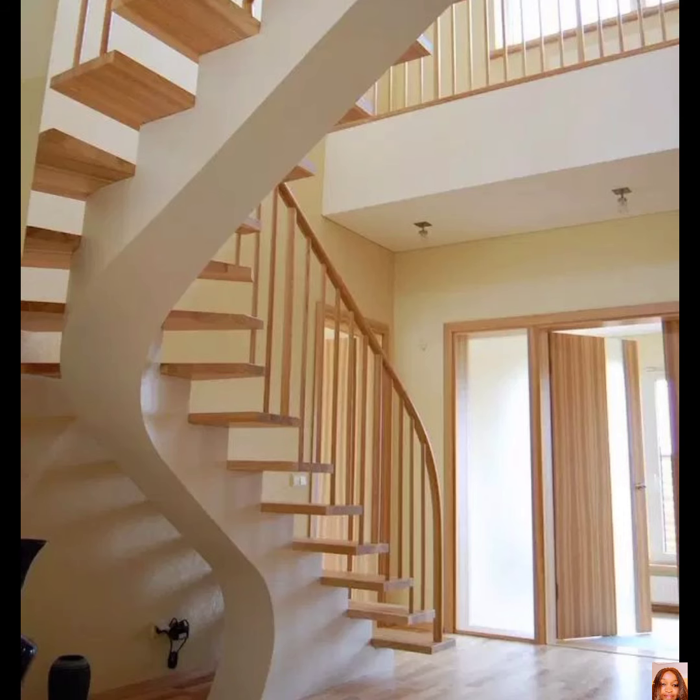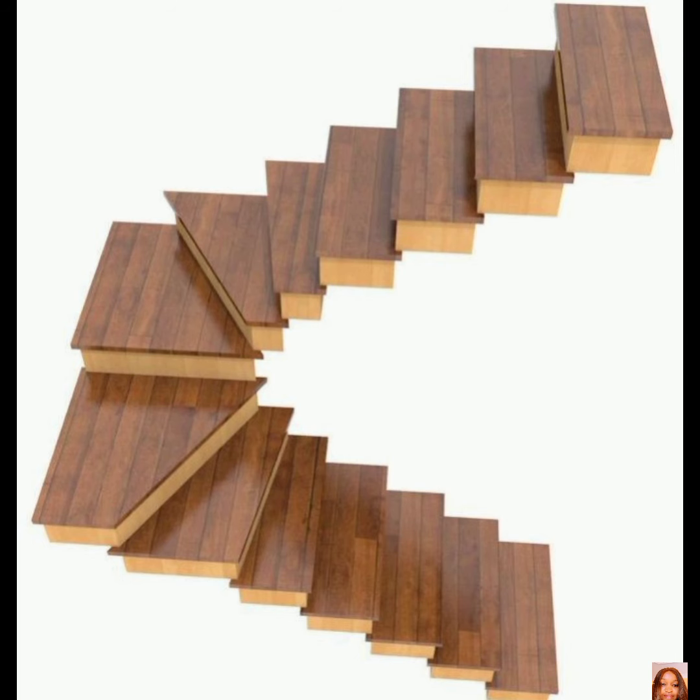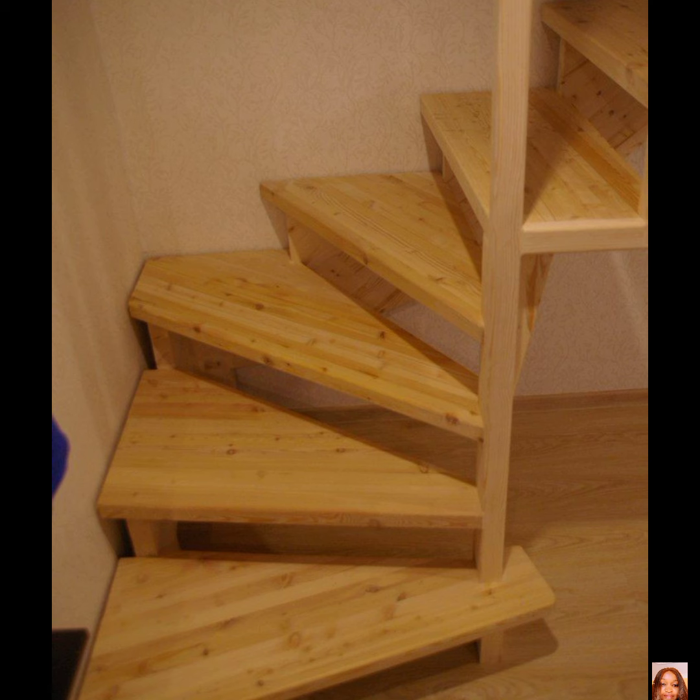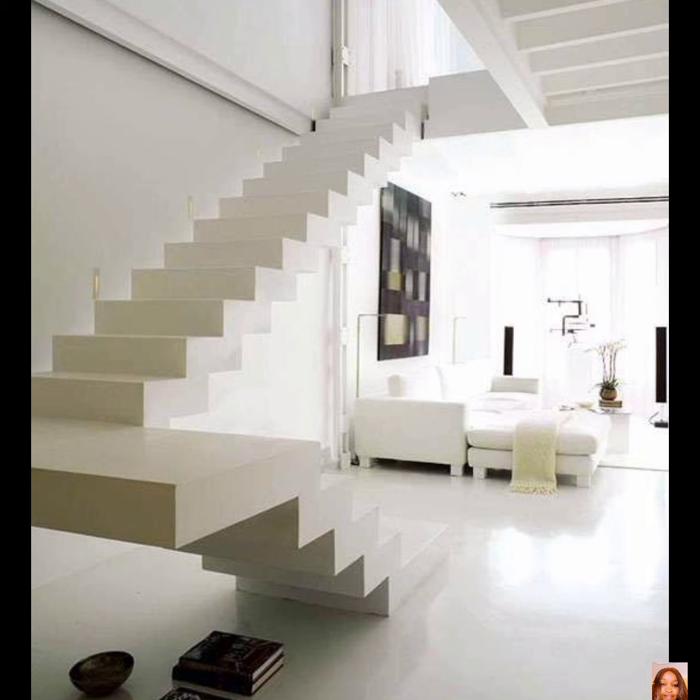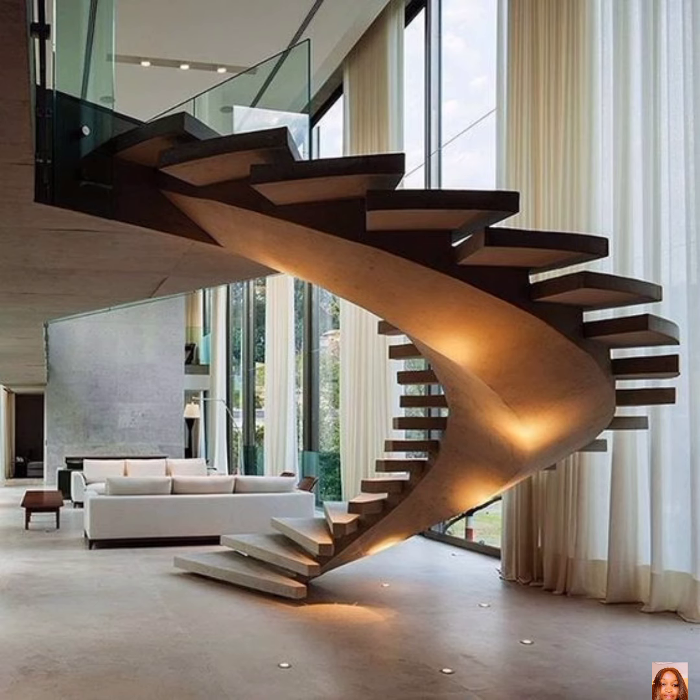What are the various sorts of staircases? This video will mention the different types of staircases. Go through them one by one so that you can choose the best suitable for your home. Number one is straight stairs.